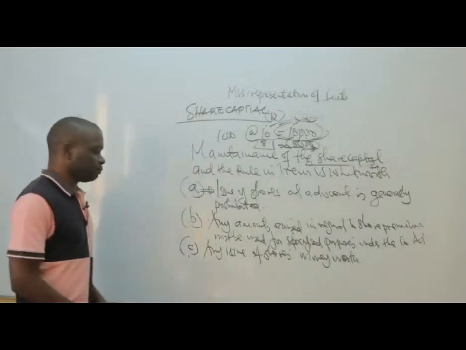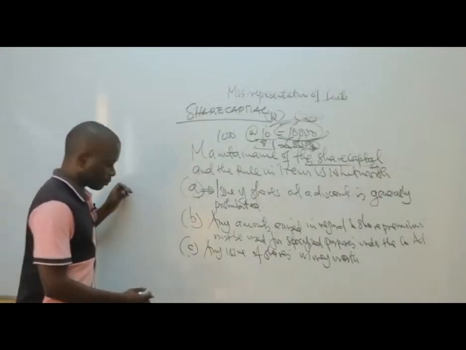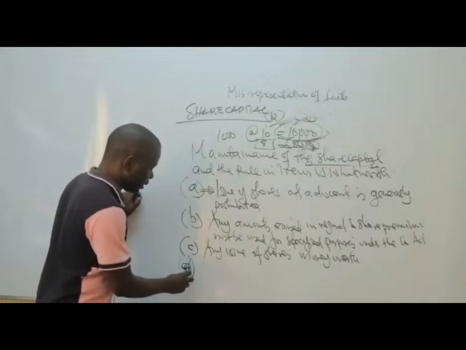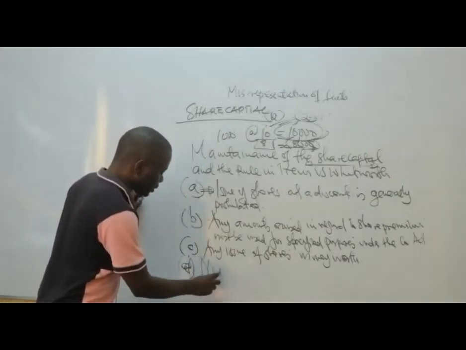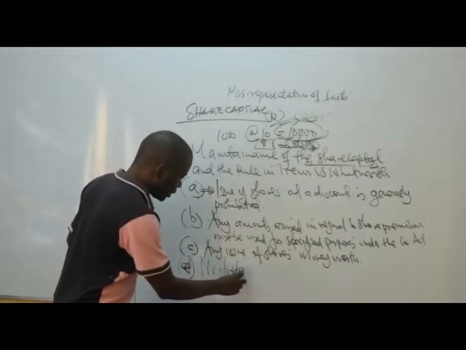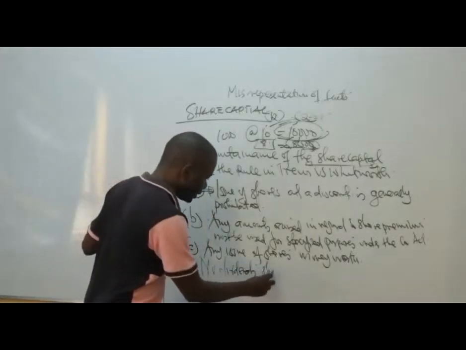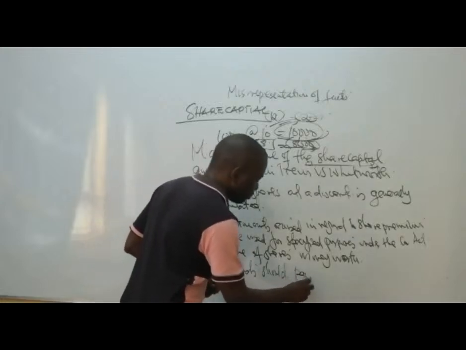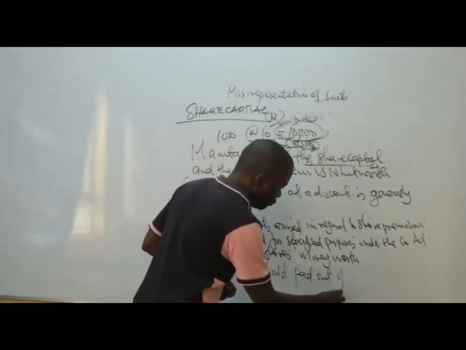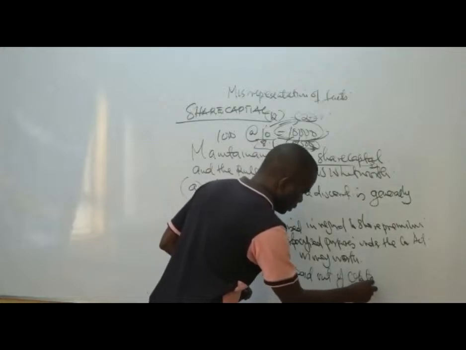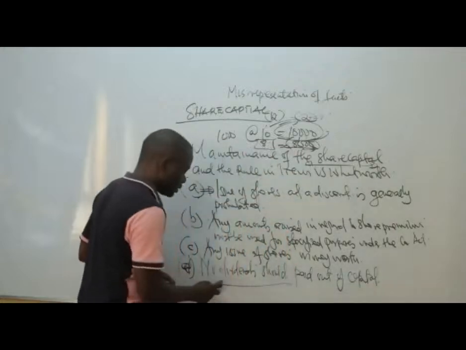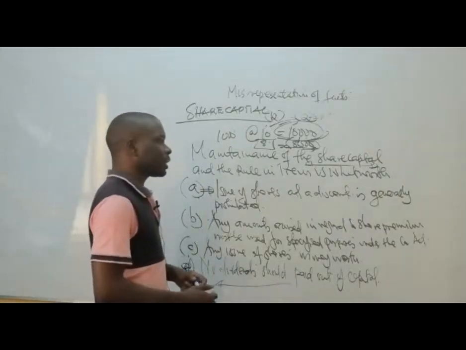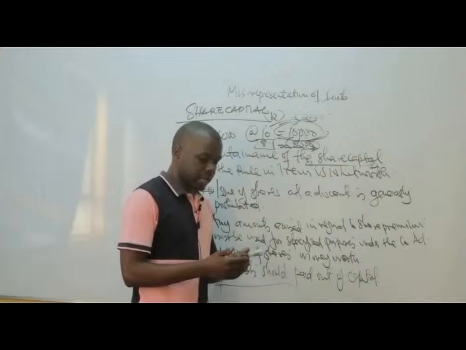Then another way is to ensure that no dividends are paid, so that is number E: no dividends should be paid out of capital. So you know what dividends are. Basically, dividends are normally paid out of the profits of the company. So there's no way the company will pay dividends out of the share capital.